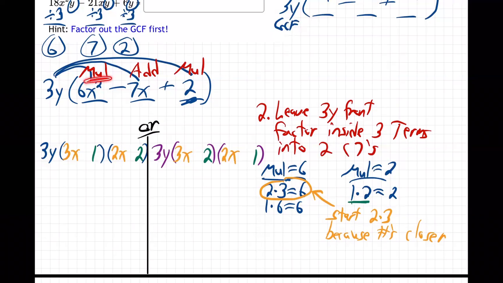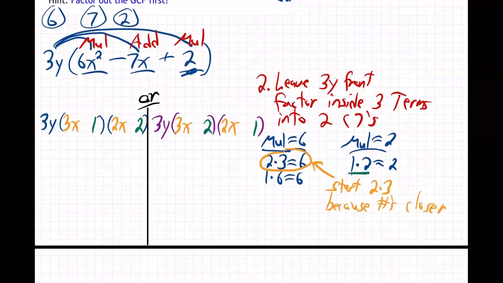So when you're factoring the multiply, add, multiply, you got to write down what multiplies to be the first one. What multiplies to be 6, 2 and 3, or 1 and 6. Start with the 2 and 3 because those are closer together. And then what multiplies to be the 2 in the back, there's only one option, 1 times 2. So I put 3 and 2 in the front with 1 and 2 in the back, and then I switch the order, 2 and 1 in the back. You got to try the other order because that makes a difference.